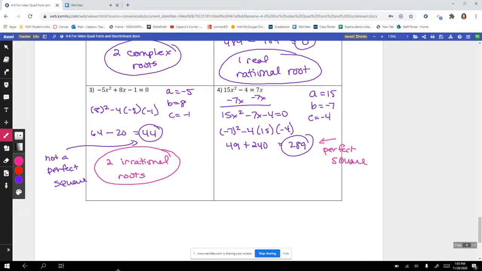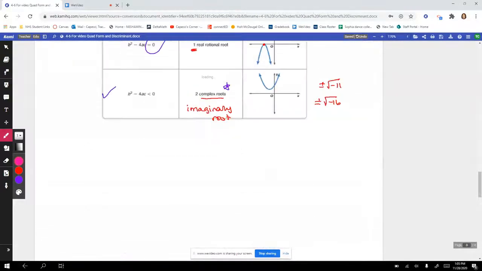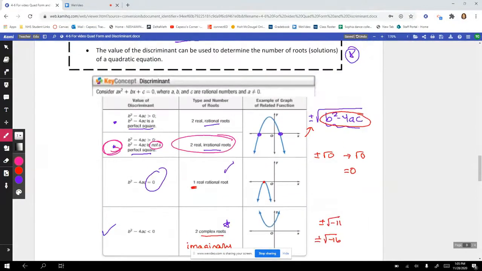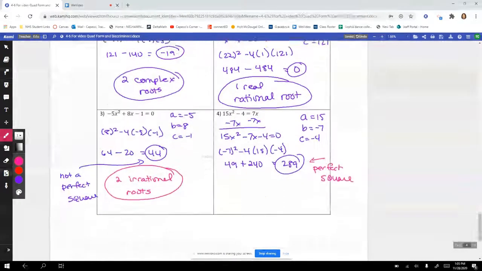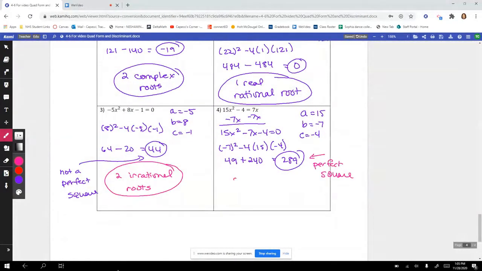So we're going to go back to our chart one last time and take a look. So we have a positive answer, a perfect square. So we're going to have 2 real rational roots. Okay, so we'll say 2 real rational roots. Over here, I forgot to put the word real here, so we'll just slide that in.